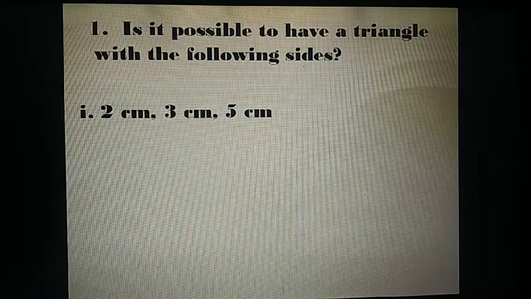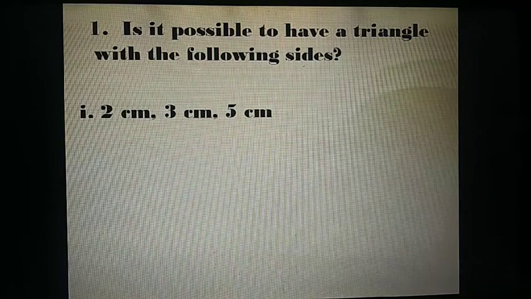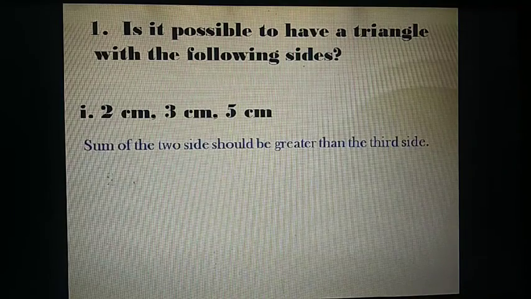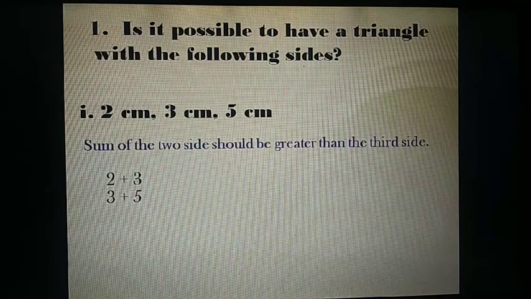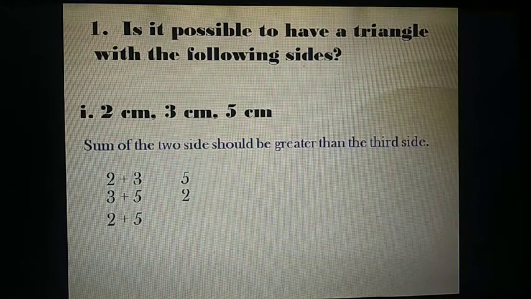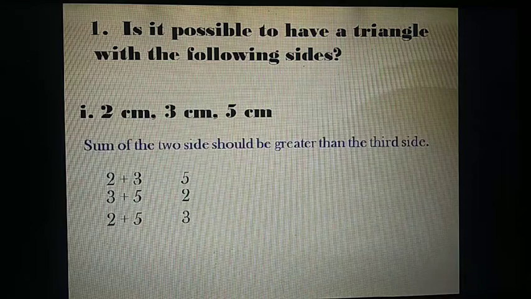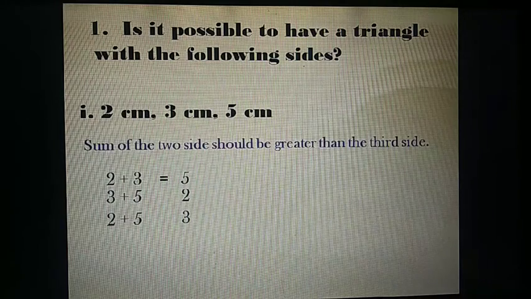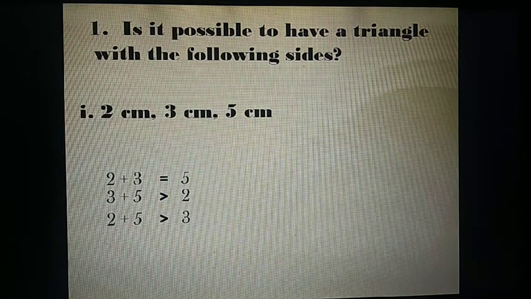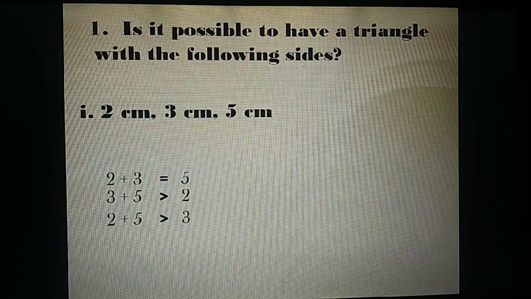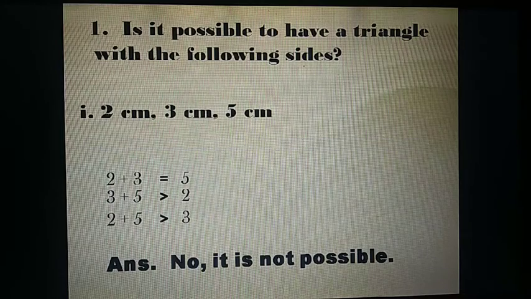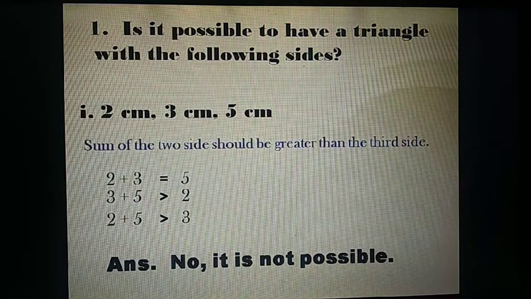So, we will use the first property, that is, sum of two sides should be greater than that of the third side. Using all the possible pairs, first one is 2 plus 3, next is 3 plus 5, next is 2 plus 5. The third side left in each case is 5, 2, 3. Checking the sum, here 2 plus 3 is equal to 5, 3 plus 5 greater than 2, 2 plus 5 greater than 3. Now here the first one is equal. So no, it is not possible, as the sum of two sides should be greater than that of the third side.